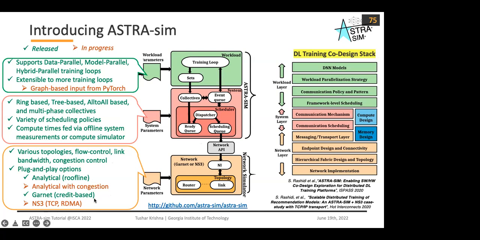We also support Garnet, which is the network model in gem5. We've plugged Garnet out of gem5, and it models chiplet-based systems, heterogeneous bandwidths, and so on. So if you're interested in that space, Garnet is the network model to use. We also have a couple of other network models in development that we'll briefly talk about.